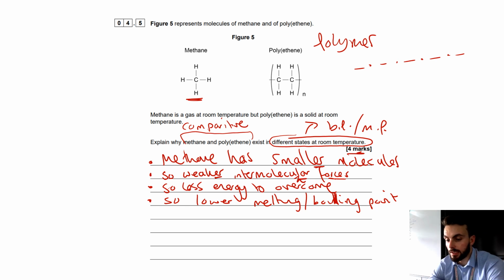You can say polyethene has larger molecules, so stronger intermolecular forces. You get the idea. You can go the other way around. It doesn't matter, as long as you are using comparative words like smaller, weaker. If you just say weak, you're not going to get the mark.